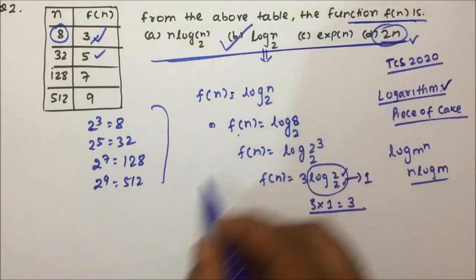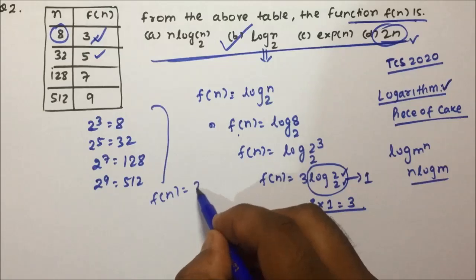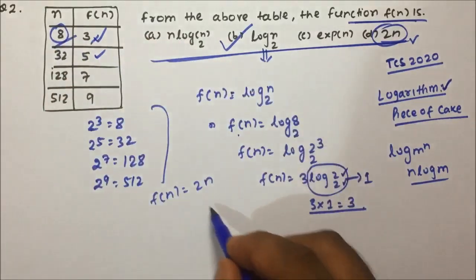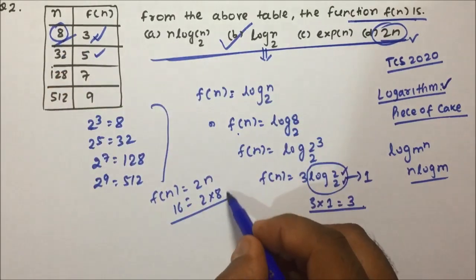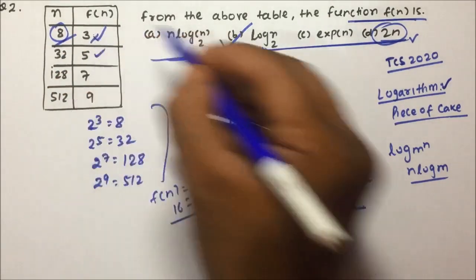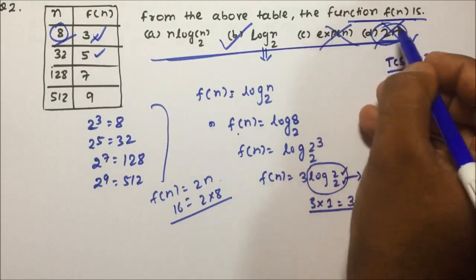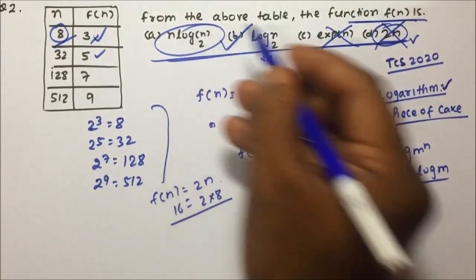Now you can put in some other function. f(n) is equal to 2n. Now n value you put 8. So 2 into 8 you are getting 16. So when you put n value 8, you should get what? 3. So this is wrong. Exponential also will not happen, and this also you can check.